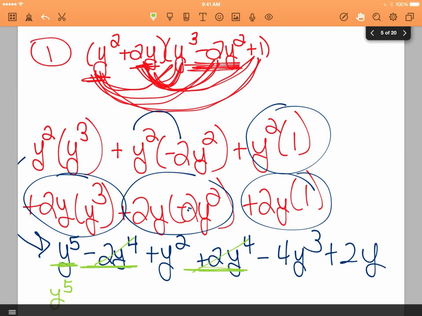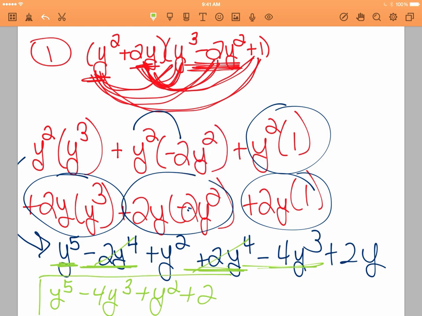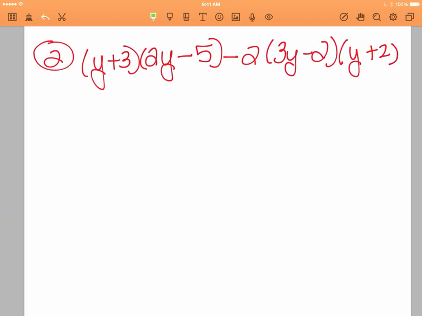The next degree would be a third, and that's negative 4y to the third. And then I have the square term, plus y squared, and then plus 2. So the final answer is y to the fifth minus 4y to the third plus y squared plus 2. Let's look at our next example.